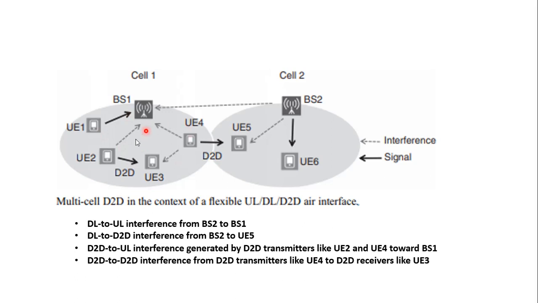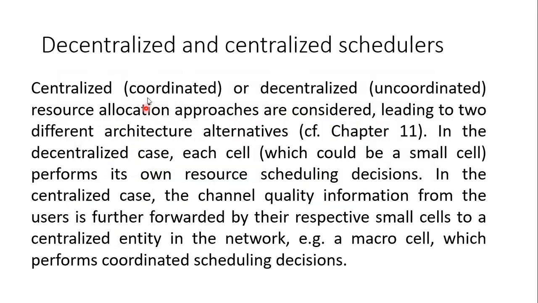You can see this sums up the entire session which we have gone through: coexistence, interference with each other, and reuse concepts. The same radio resource which is connected from user interface to a base station is reused for device to device connection. So this is an example which is very much important for understanding. Now in the next session we will be talking about decentralized and centralized schedulers. What do we mean by decentralized and centralized schedulers? Centralized, that is coordinated, or decentralized, which is uncoordinated schedulers.